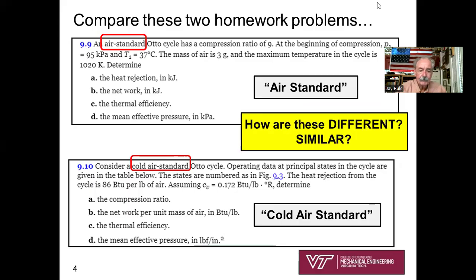In problem 9.9 out of the textbook, it says an air standard Otto cycle, and so on. So you see it says air standard. Then we go to problem 9.10, and here it says, consider a cold air standard Otto cycle. It's very subtle wording, but these are different, but they're also similar. And so that's what I want to talk about.